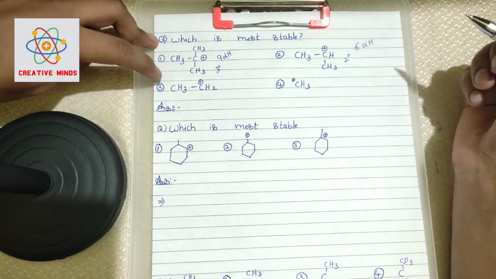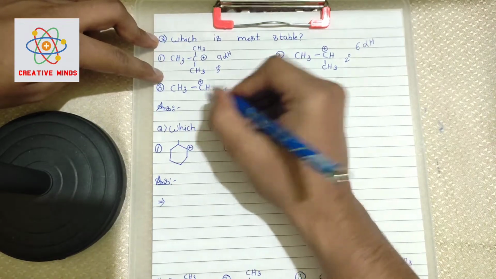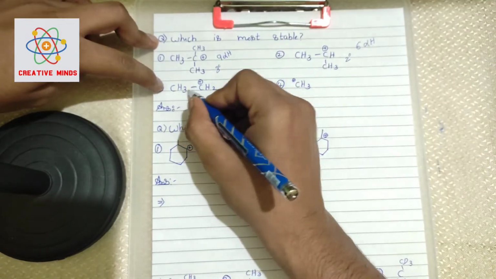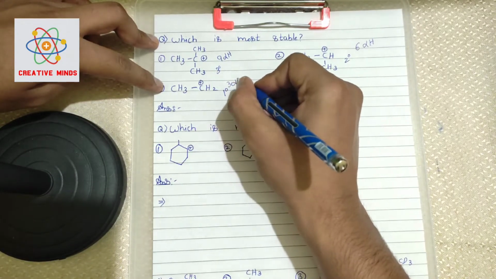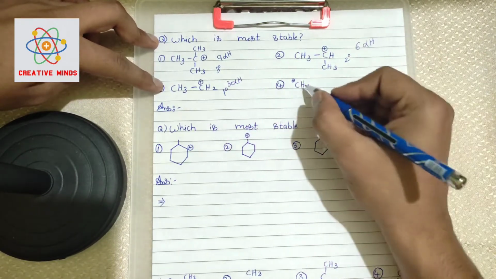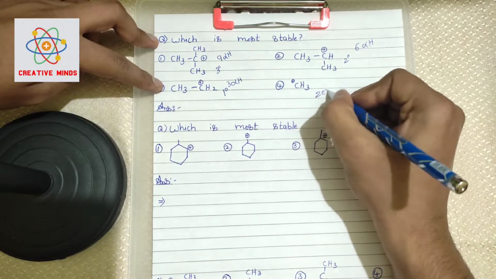Now if you look at the third option, it is a primary carbon, because only one CH3 is connected. How many alpha hydrogens? 3 alpha hydrogens are connected here. Now in this one we have 0 alpha hydrogens.